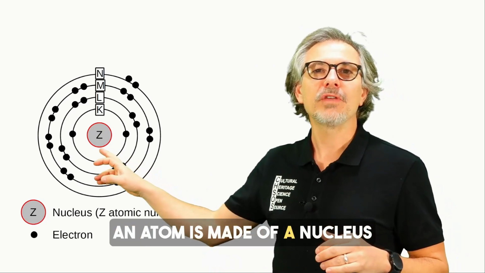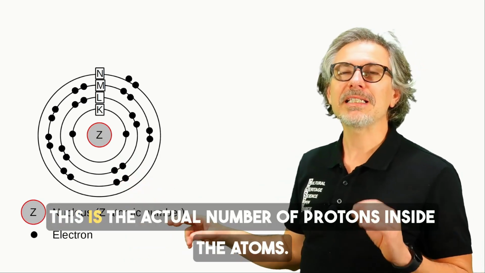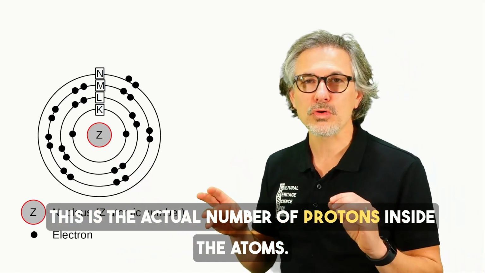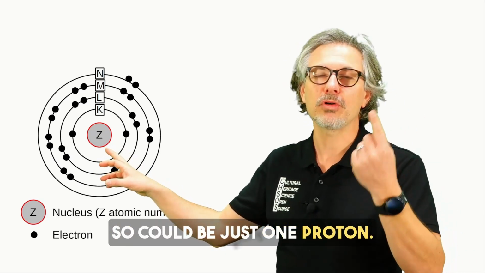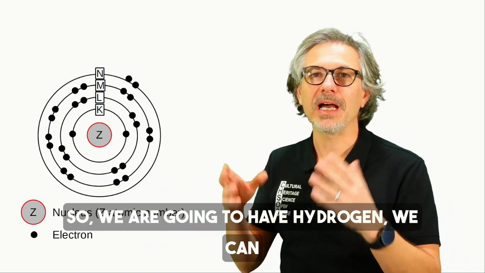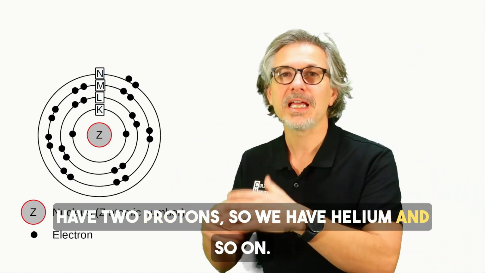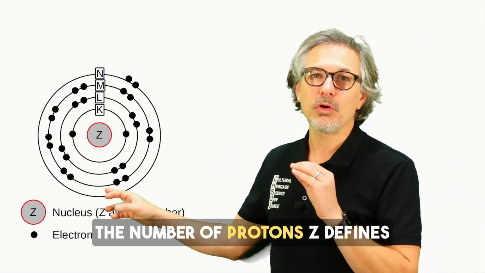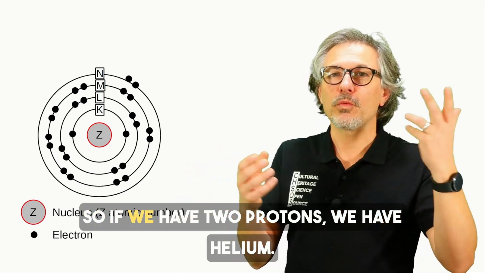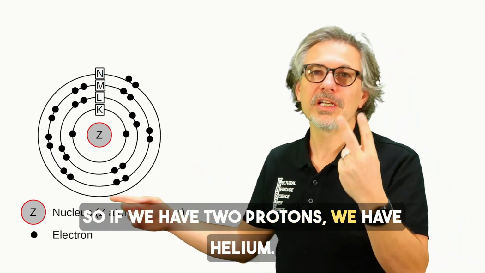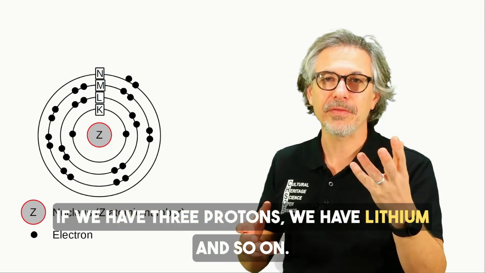So let's introduce the atom structure, at a very basic level, but enough to understand XRF spectroscopy. An atom is made of a nucleus where Z indicates the atomic number. This is the actual number of protons inside the atom. It could be just one proton, so we have hydrogen. We can have two protons, so we have helium, and so on. The number of protons, Z, defines the name of the element. So if we have two protons, we have helium. If we have three protons, we have lithium, and so on.